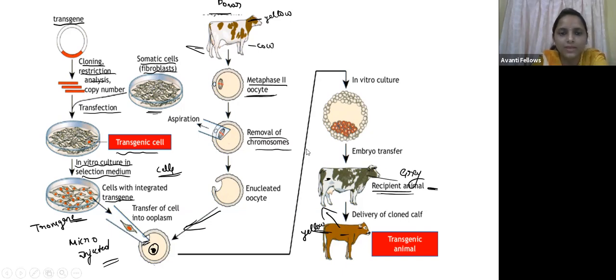This is what takes place in the transgenic animal. Taking the gene from another animal and inserting it into the vector, then inserting it by microinjection into the oocyte, they are going to develop into the embryo, and this embryo is inserted into the recipient animal. Then it develops and gives the transgenic animal. So the transgenic animal has the mixed DNA.